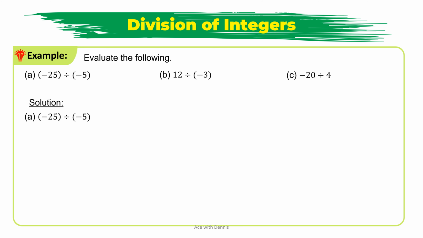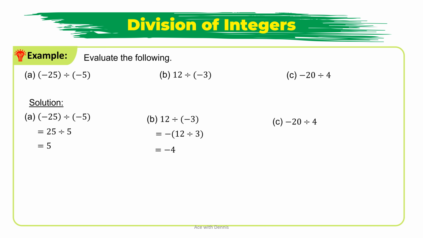Here is the solution. For A, negative 25 divided by negative 5 equals 25 divided by 5, as we know that a negative number divided by a negative number will give us a positive number. Therefore, there is no difference, as 25 divided by 5, and the answer is 5. For B, 12 divided by negative 3, we can write as negative bracket 12 divided by 3. The result is negative 4.